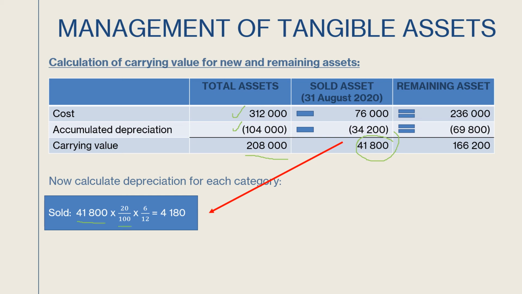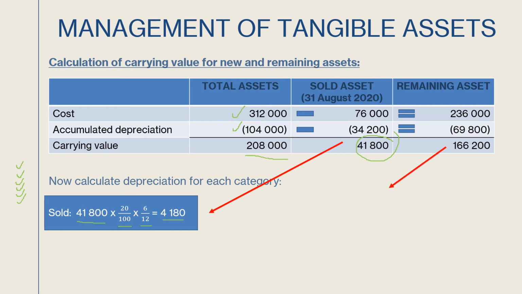Depreciation is calculated as 20%, and then your timeline is important. Okay, the year started on the 1st of March, so you're going to count: there's March, April, May, June, July, August. We sold it on the 31st of August, so we have to count August as well. So there's 6 months into the year when we sold this asset, so we have to depreciate it for 6 months, which means that the depreciation on the sold asset is 4,180.